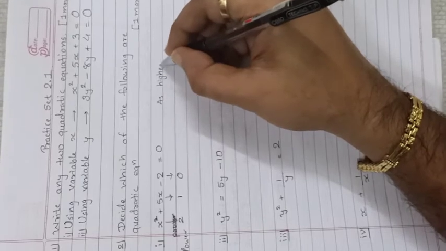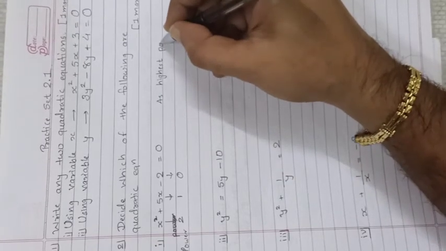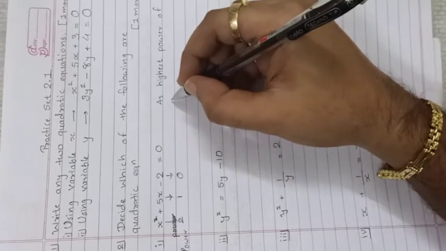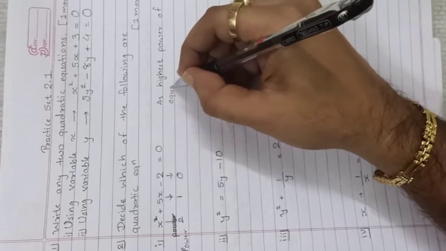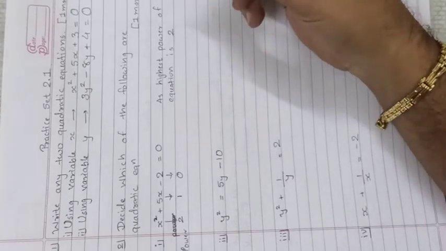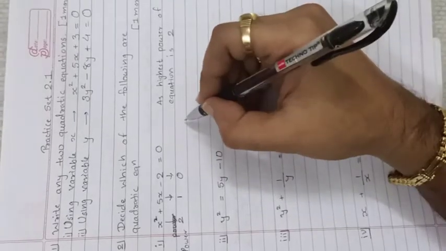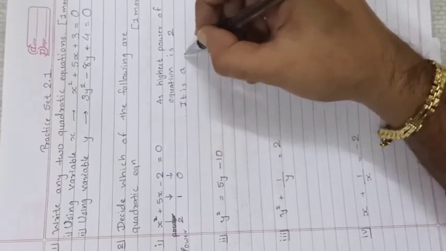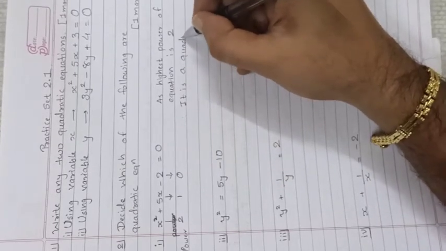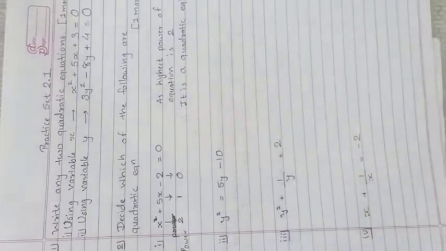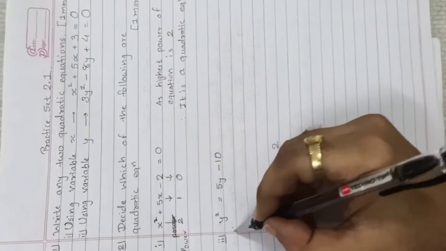The highest power of the equation is 2. That is, the degree of the equation is 2. Therefore, it is a quadratic equation. The next one, first we have to convert it in index form.